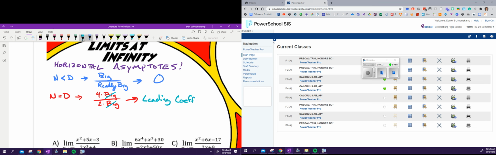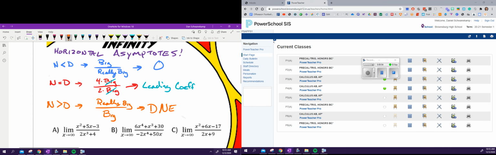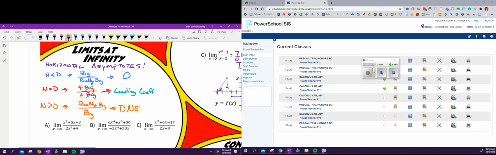And then the last thing that could happen is your numerator could be greater than your denominator. So you do a problem, and you get a really big number on top, and just a regular big number on bottom. If it's bigger on top, what is my limit going to be? DNE, because it's going to approach infinity. It's going to keep growing and growing on top, and so my limit is DNE. Try A, B, and C with your neighbors. See if you can remember how that goes.